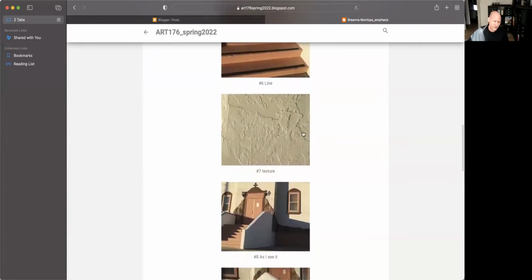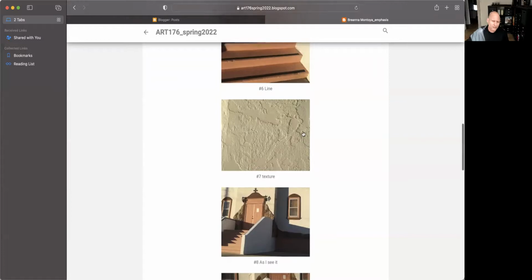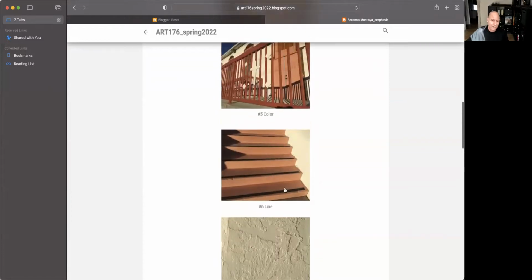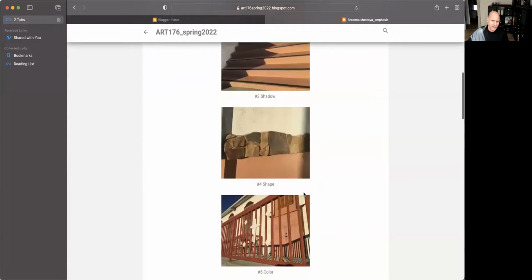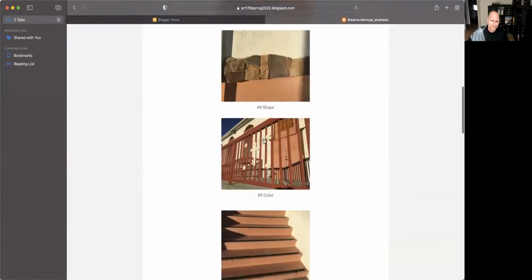Texture is pretty plain and straightforward. You didn't really explore or do too much with that one. Even line, you're using these varying lines and variations here. This one would be a good example of line as well. All of this stuff was working fairly well.